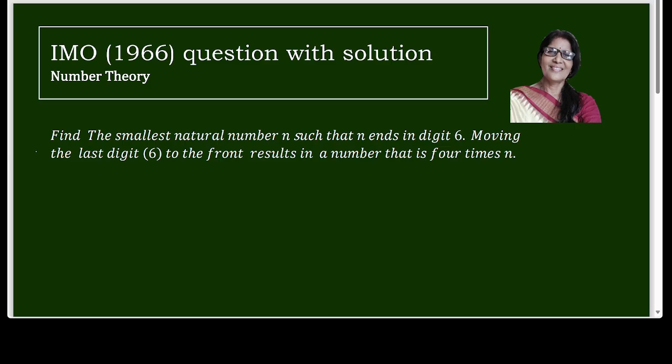Today on the screen you may find one International Math Olympiad question. Based on number theory, find the smallest natural number n such that n ends in the digit 6. Moving the last digit 6 to the front results in a number that is 4 times n, the original number.